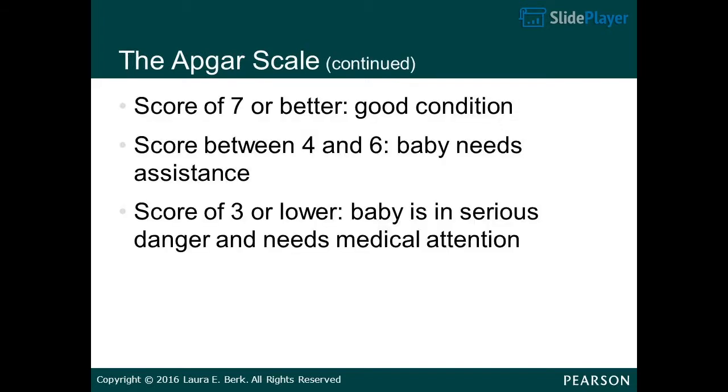The APGAR scale, continued. Score of 7 or better, good condition. Score between 4 and 6, baby needs assistance. Score of 3 or lower, baby is in serious danger and needs medical attention.